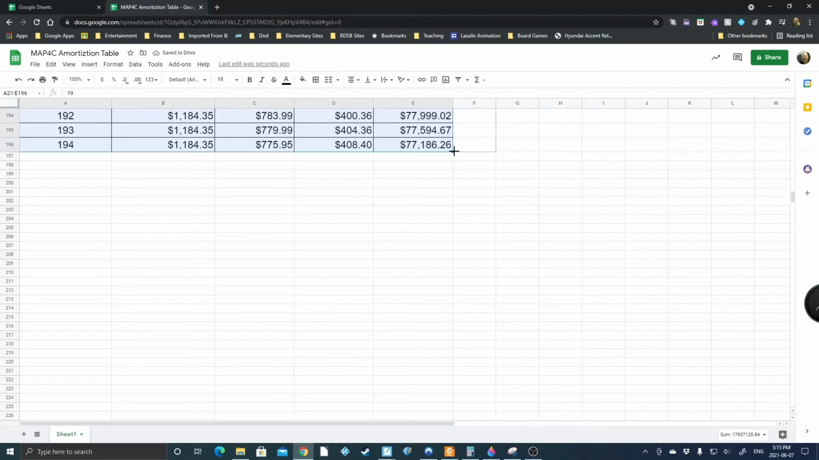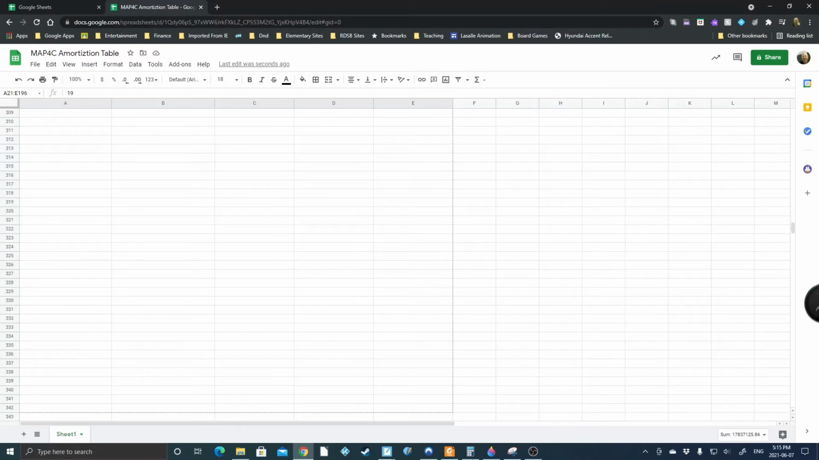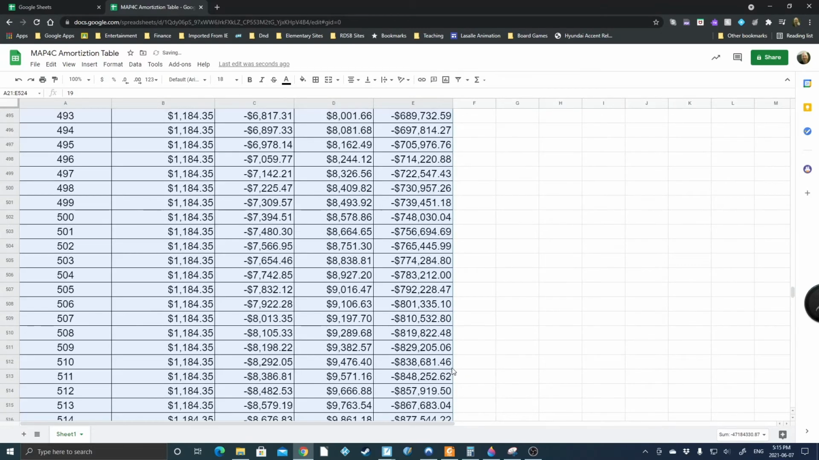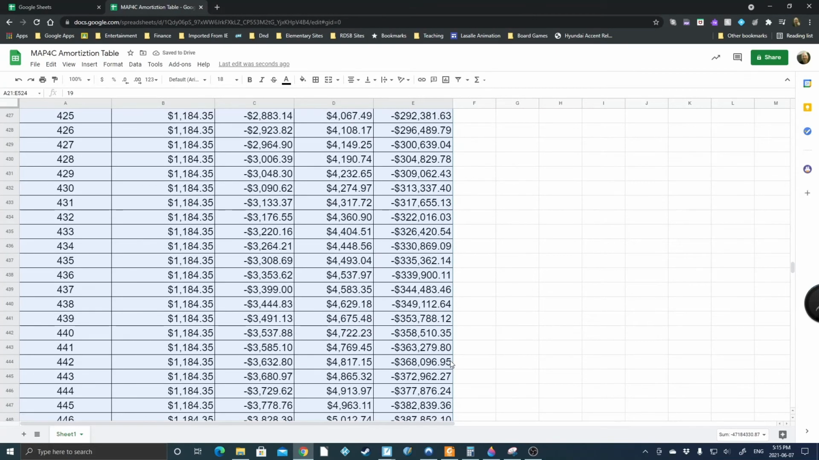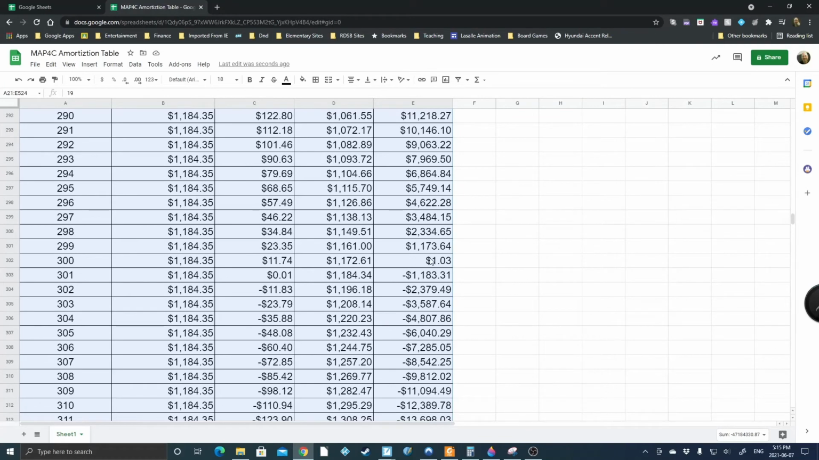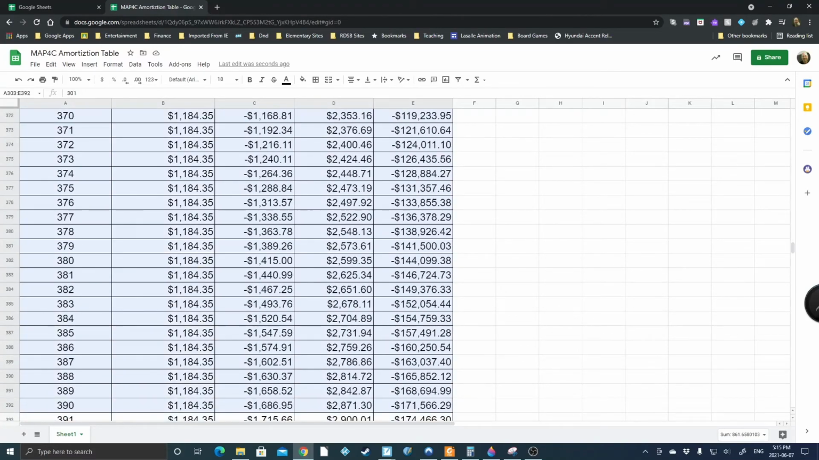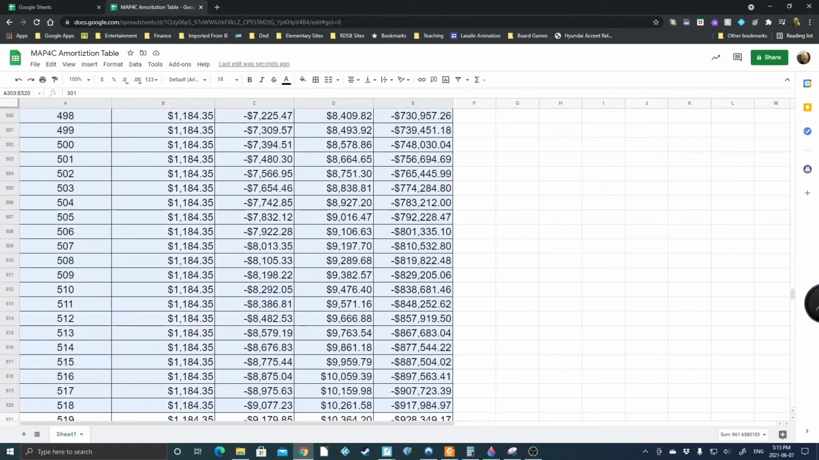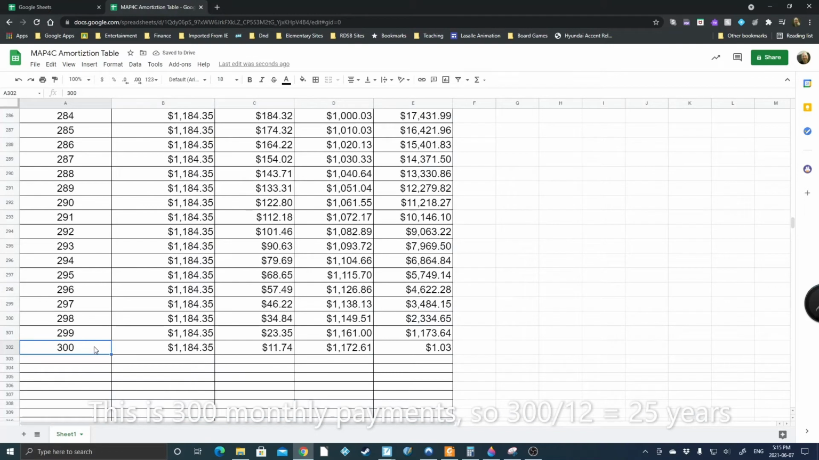So we're still not at 0. Let's go a little bit further. Oh, so I met 0 somewhere because I'm in the negatives. So let's go up. So right here is basically at the next payment, I'm going to pay off this house. So I'm just going to delete the rest of these here so that they're not in the way. So 300 payments later, we have paid off the house.